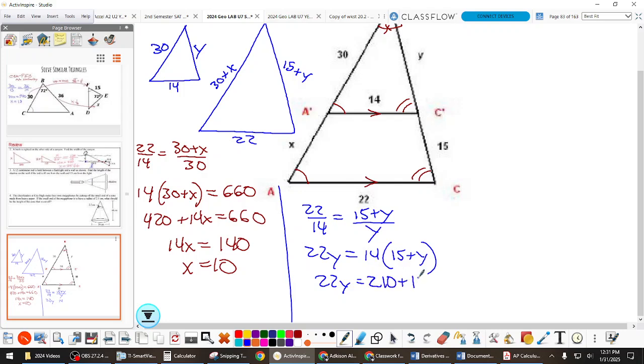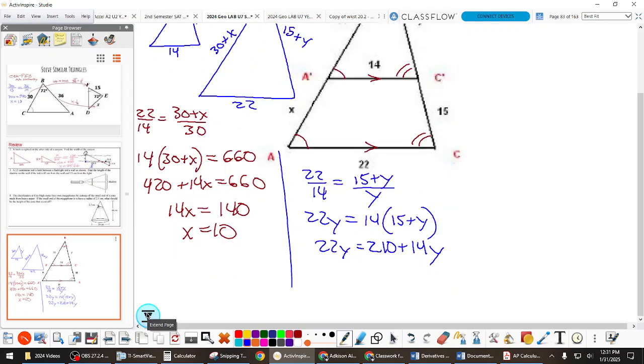Can someone check that? It's right, actually. Okay, so then we get, subtract your 14, you get 8y equals 210. And then y, that's not going to be a nice number. Let's do a decimal this time.